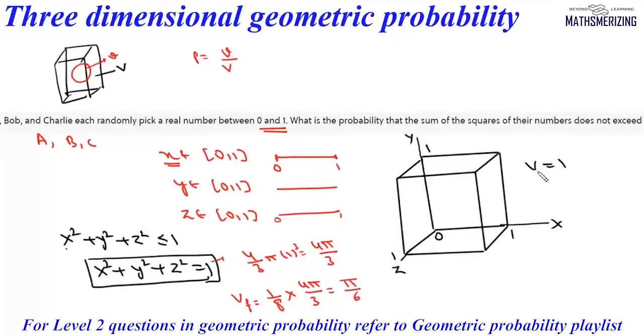So now we have our total volume and our favorable volume. So this required probability will be simply pi by 6 by 1, which is simply pi by 6.